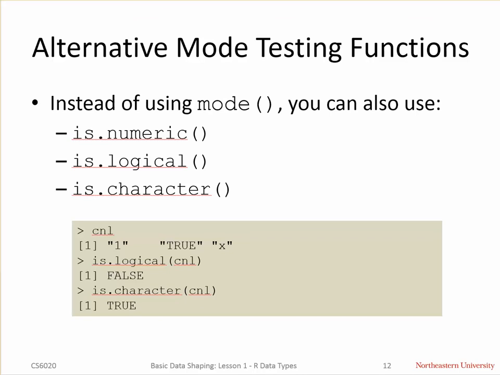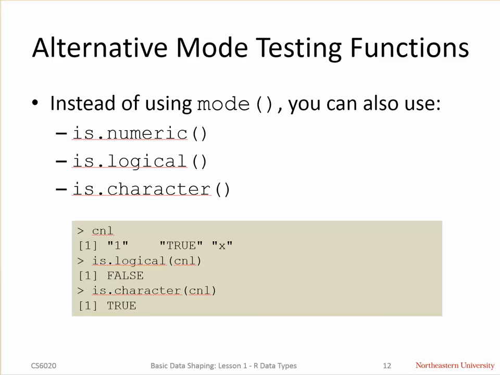Alternatively, there are some functions that make testing, particularly in if statements, a little bit better. You can use that to make your functions, for example, more industrial strength by checking to see if the input parameters you expect are of the correct mode. You can use is.numeric, is.logical, and is.character to test whether something is numeric, logical, or character. You basically just pass the object to it, and it returns TRUE or FALSE. So for example, is.logical of cnl would return FALSE because it's not logical, it's actually character. So is.character of cnl would return TRUE. So you can put that inside an if statement.